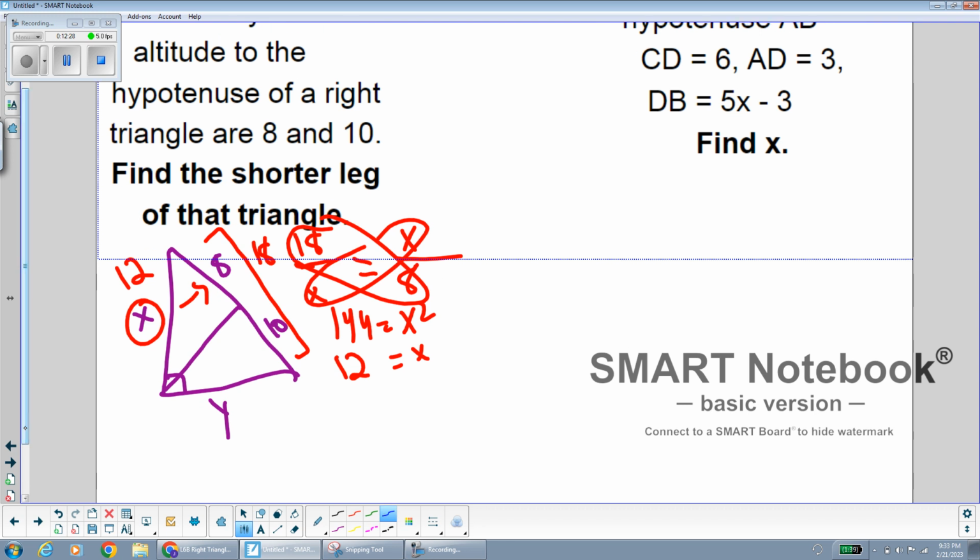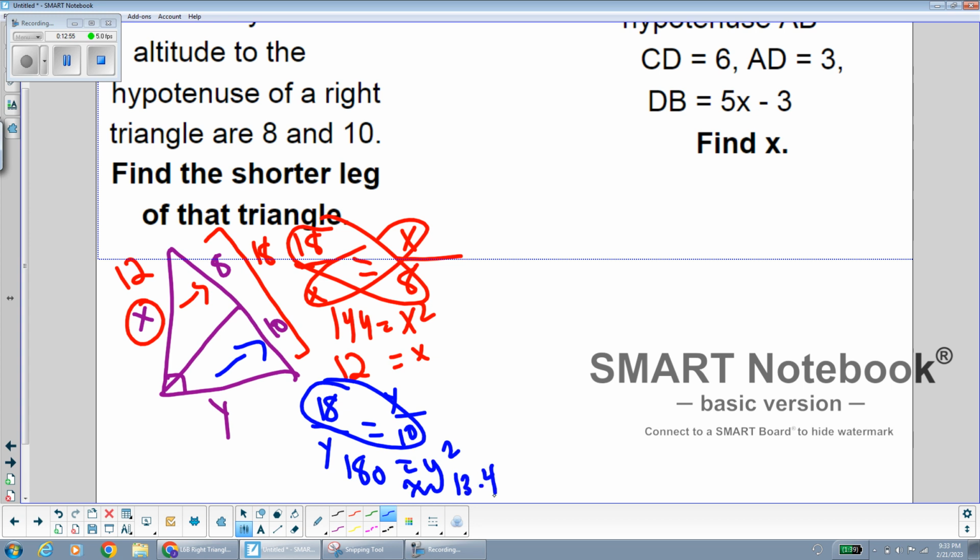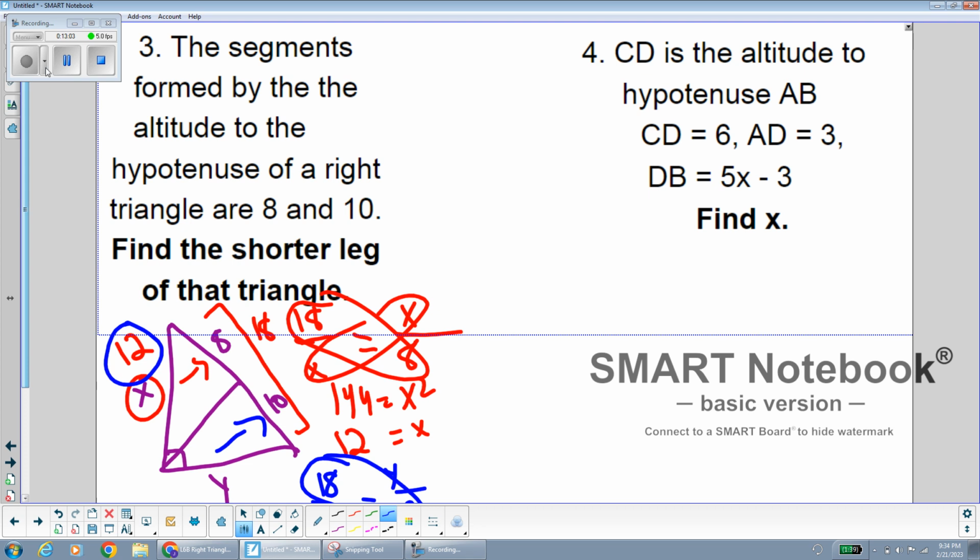Finding the other leg to see if it's shorter, once again, the leg is the mean proportional between the whole hypotenuse and the part of the hypotenuse directly below that leg. And then I have 180 is equal to y squared. And if I take the square root of 180, just to get an idea of what it is, it's approximately 13.4. So 12 is the shorter leg. Okay, moving on to the next one.